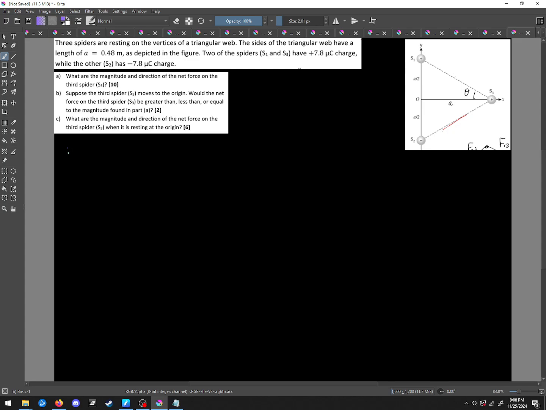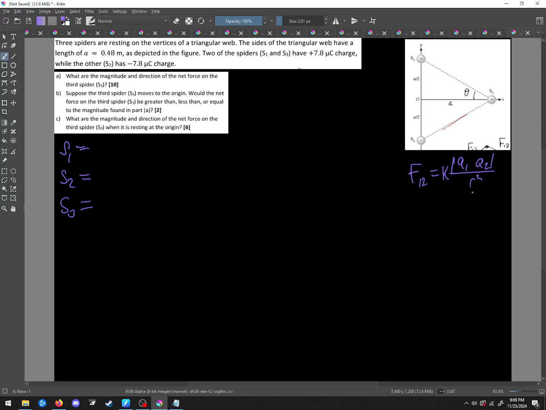We know S1 equals, S2 equals, and S3 equals. We also know the formula we're going to need is F12 equals K, absolute value Q1 Q2 over R squared. Okay, that's what we need here.